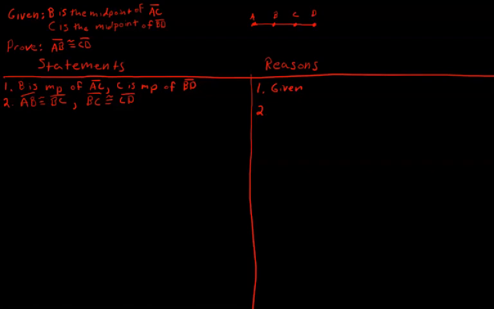And the reason here, how do we know that given B is the midpoint of AC, that AB must be congruent to the segment BC? This is the midpoint theorem.